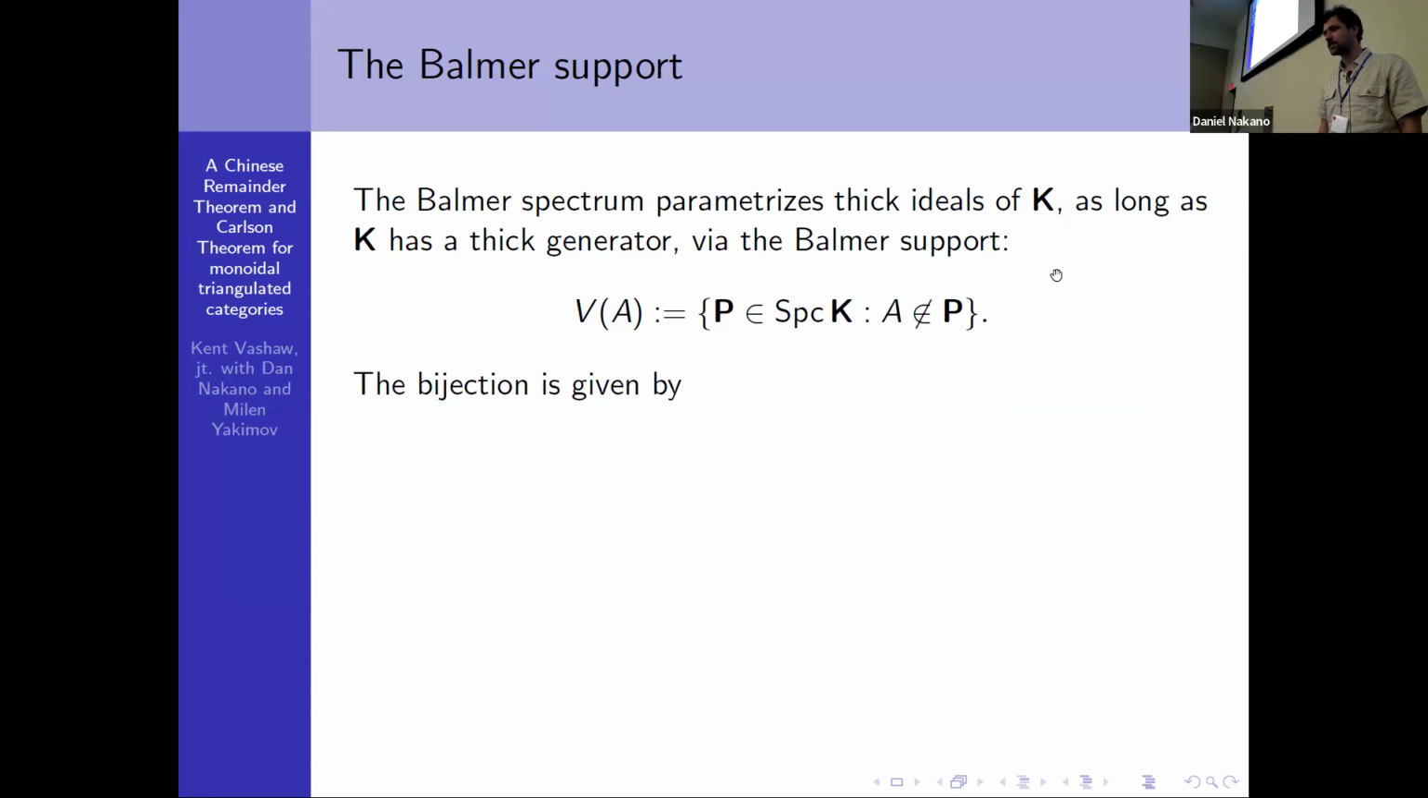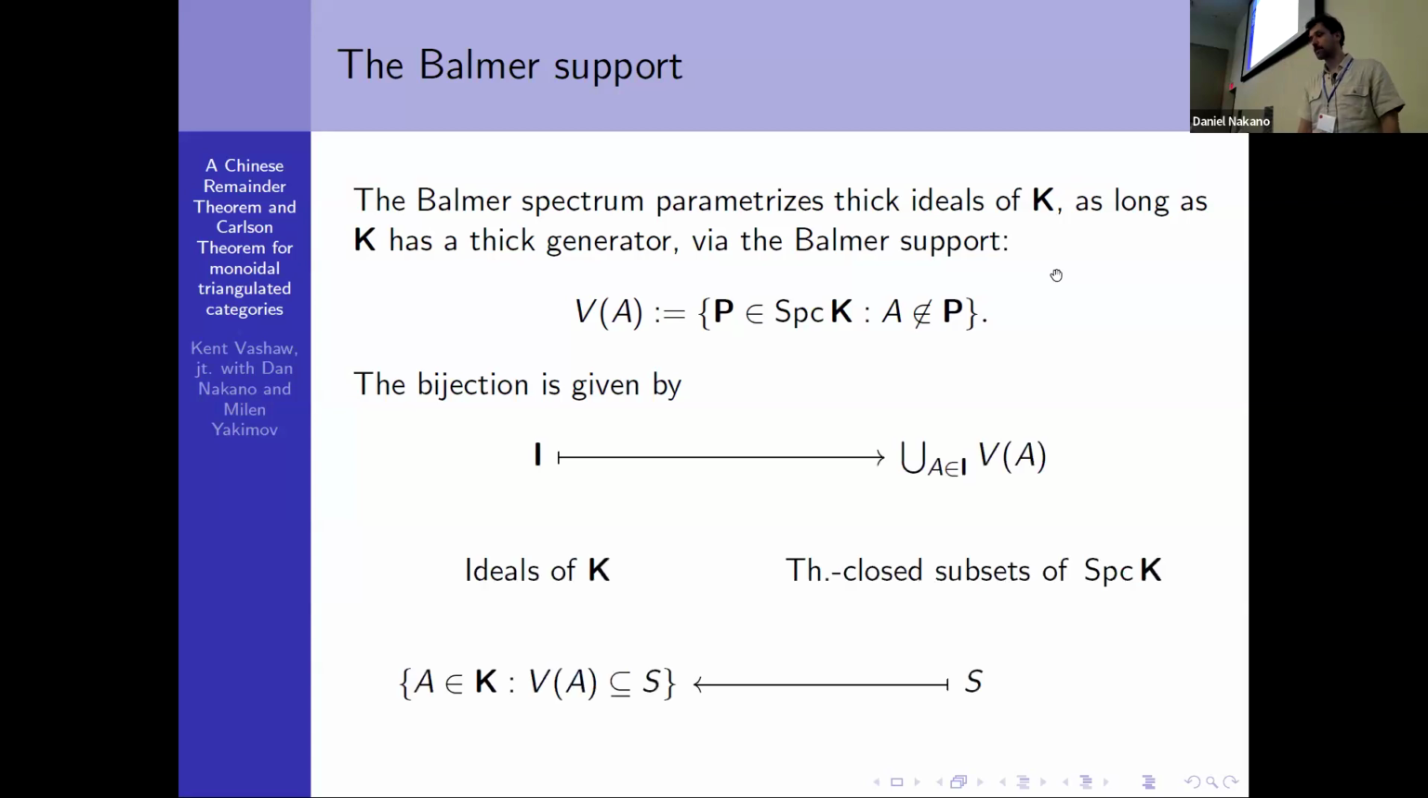Oh, and I should say, as we saw in the last talk, this Balmer spectrum is kind of a formal space which is intended to parameterize the thick ideals of the category. In this case, I'm assuming implicitly that this category is rigid, so we're actually parameterizing all thick ideals and not just the semi-prime ones. And the point is there's a bijection between thick ideals on one side and Thomason closed sets of the Balmer spectrum on the other, using this Balmer support map.